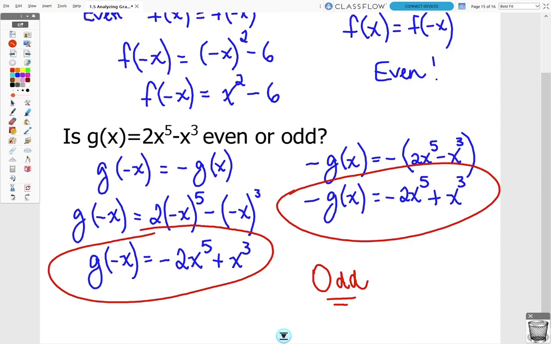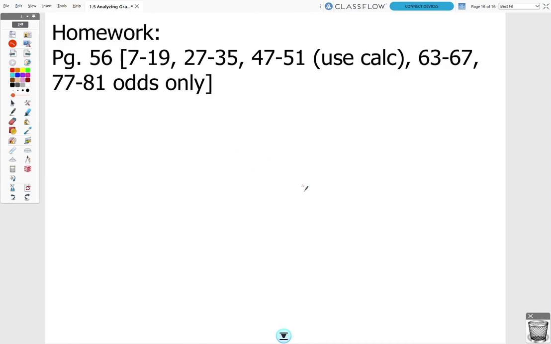All right? So that brings us to the end of the section. You have a homework assignment. You may use the calculator for some of these. This is to be done on WebAssign. So please look on WebAssign for these, and if you have any questions, just have them ready next time.